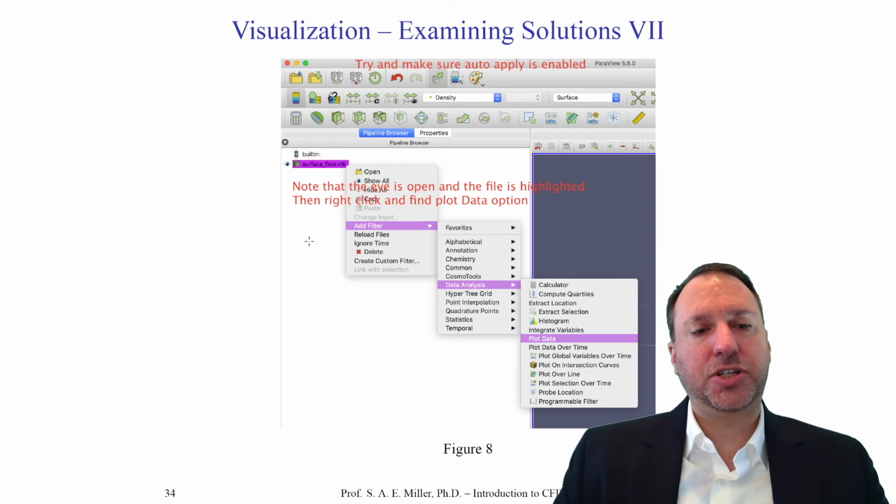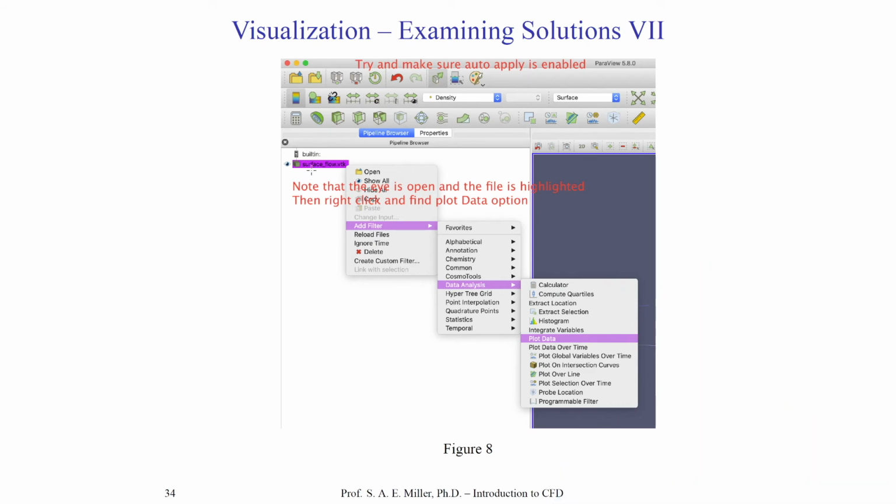My next operation is to right-click the file in the pipeline browser, and I move my cursor down to Add Filter, and a new menu forms. I move it down to Data Analysis, and a new menu forms, and I move it down to Plot Data, and I left-click Plot Data. Then a filter will be applied, and I'll show you what happens in a second.